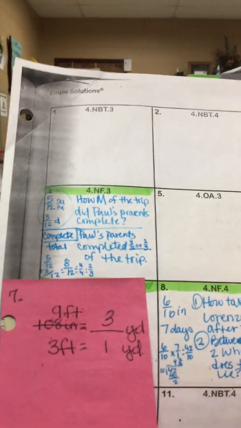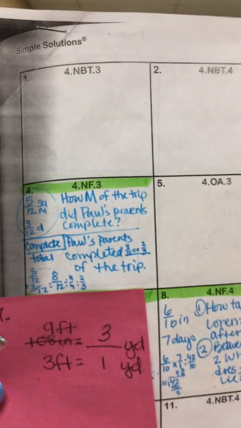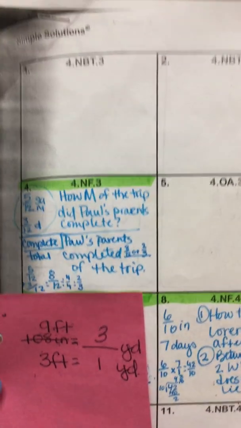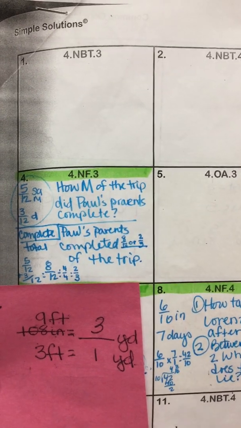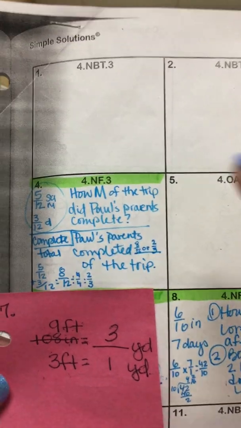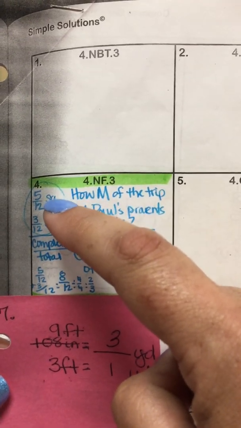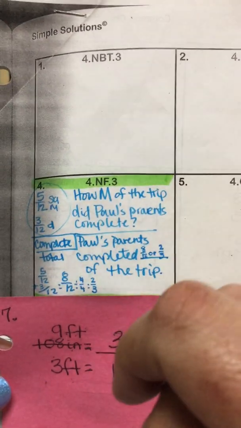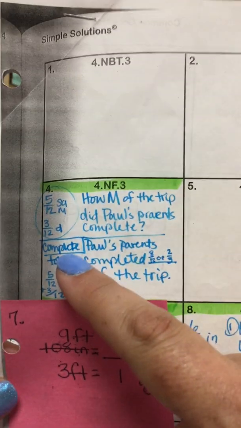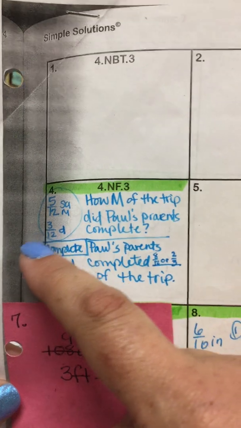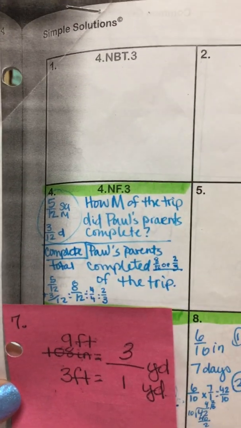The first one that we're going to talk about is number 4, and this one is a question asking them how much of the trip did Paul's parents complete. It's giving them where one parent drove 5/12, 3/12 is the other parent, and it wants them to get a complete, how much did they complete, which is looking for a total, is what we talked about.